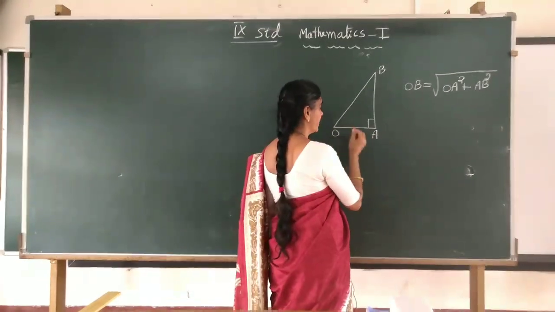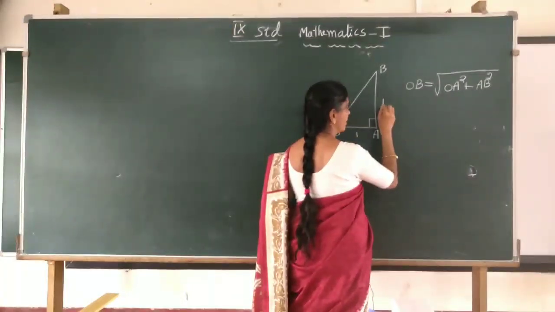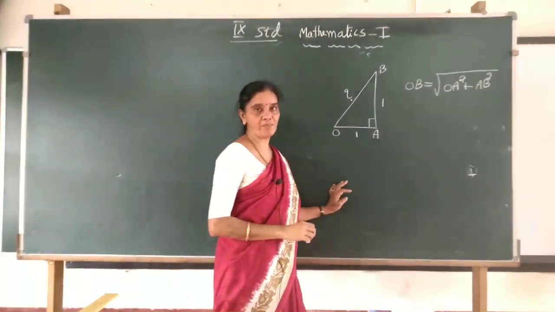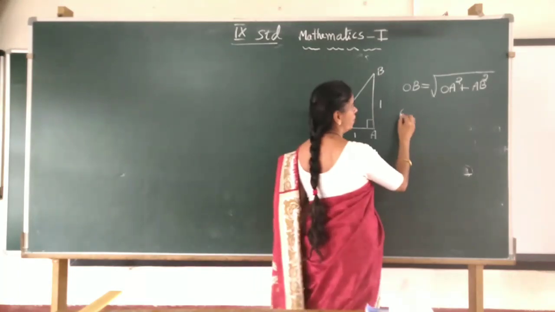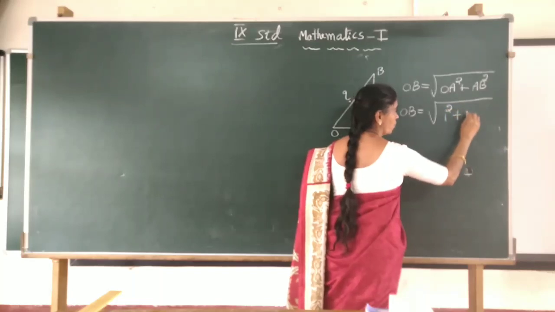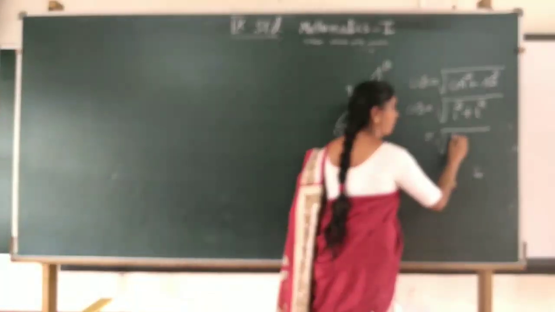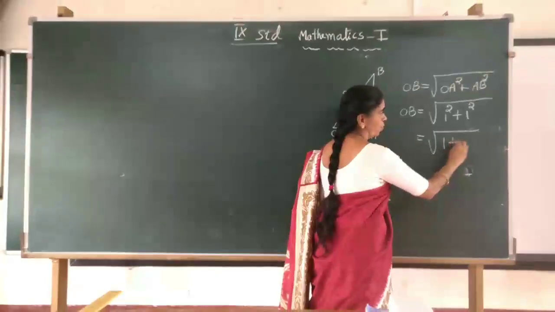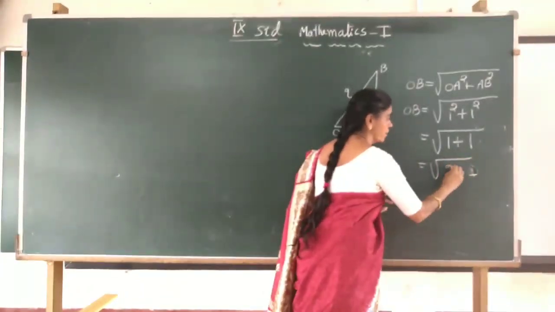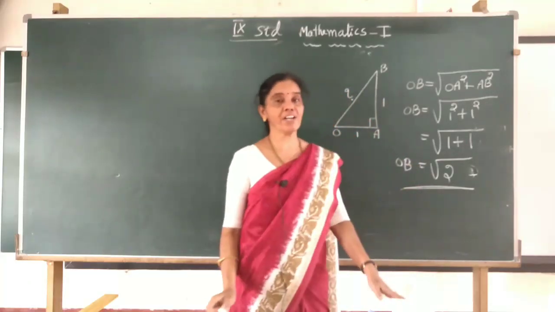Example, we take here 1 unit OA. If I take 1 unit here, then what is the length of the hypotenuse OB? Apply the rule. OB is equal to the square root of 1 square plus 1 square. If you simplify this, it is the square root of 1 plus 1, which is 2. We got OB, the hypotenuse, is exactly square root 2.